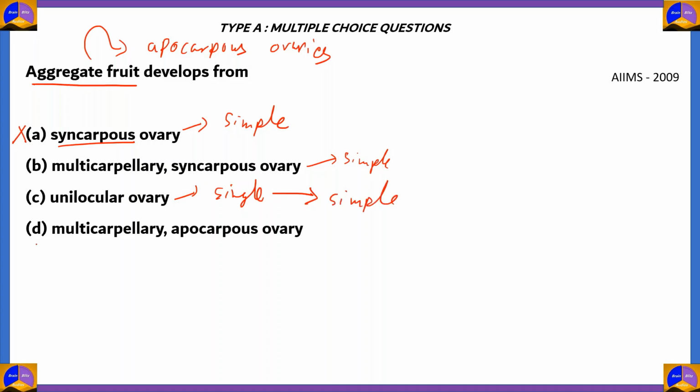The right answer is option D, multicarpellary apocarpous ovary. So as you can see, it complies with the fact that aggregate fruits are formed from apocarpous ovaries. Again, multicarpellary means there is more than one carpel system, more than one female part in the flower.